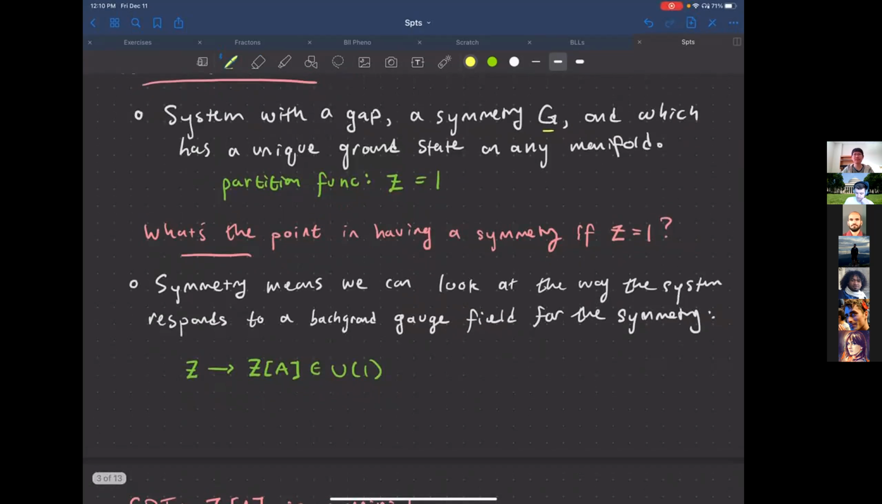And so the point is that if we have a symmetry, then we can look at what happens when we couple the system to a background field for that symmetry.